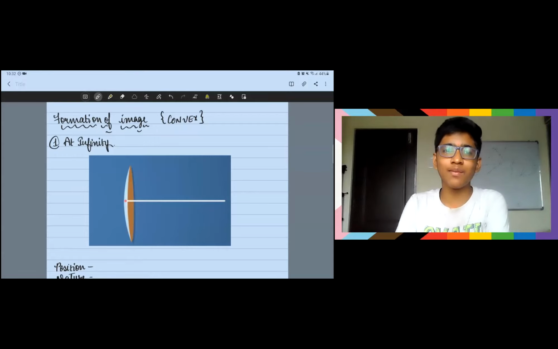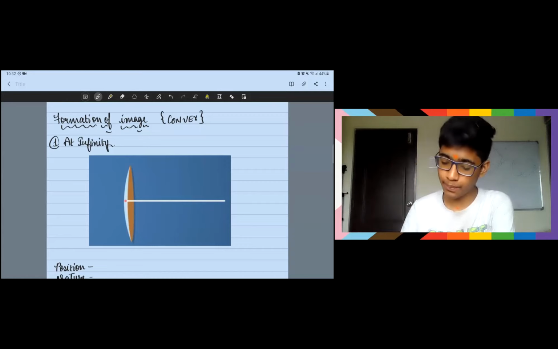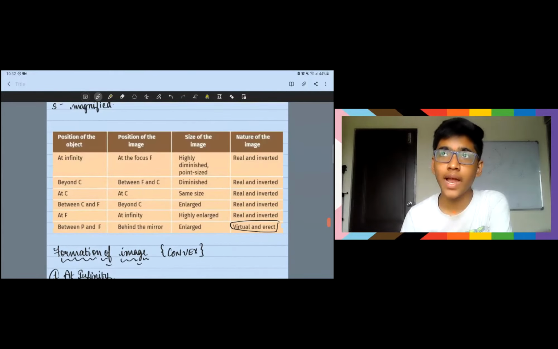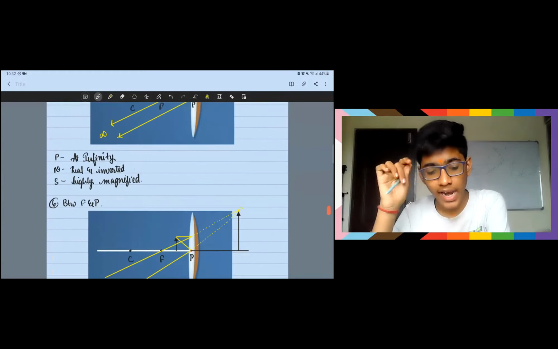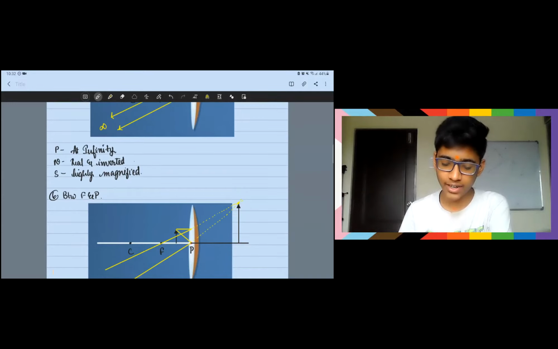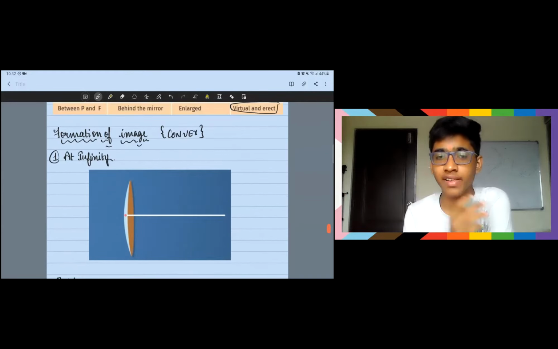So today we will be discussing formation of image in convex mirrors. This is a very short topic. In the previous video we discussed image formation in concave mirrors, and then we discussed ray diagrams, and also different types of spherical mirrors. Without any delay, let's get into it. Today we will be discussing image formation in convex mirrors.